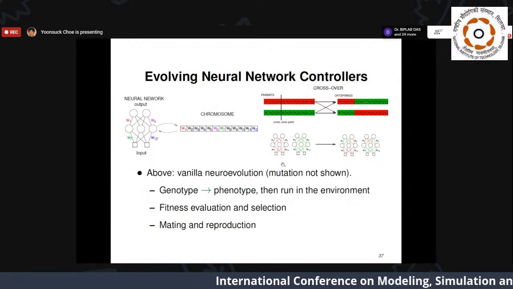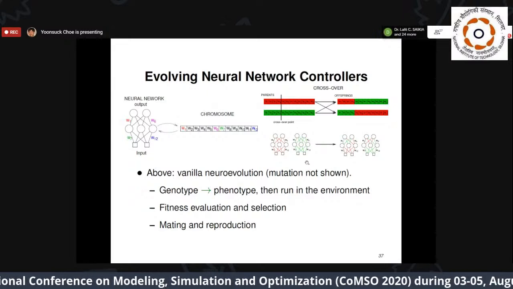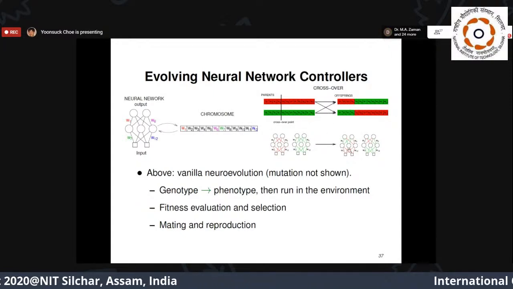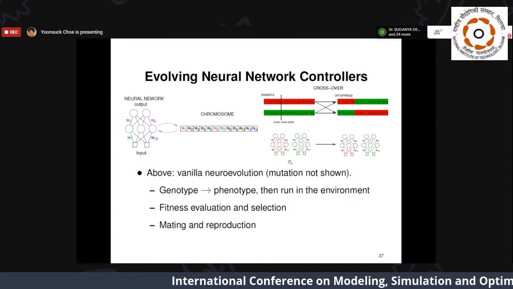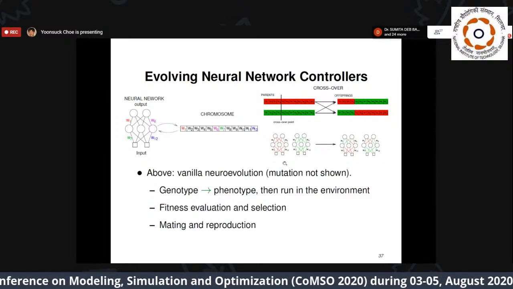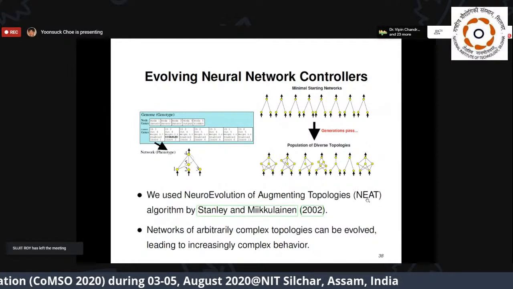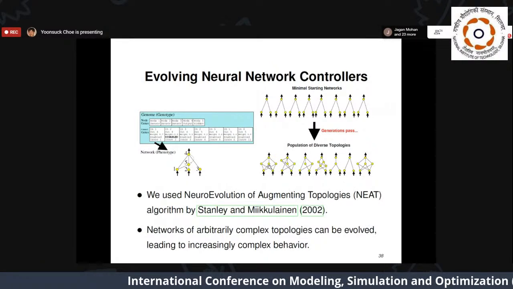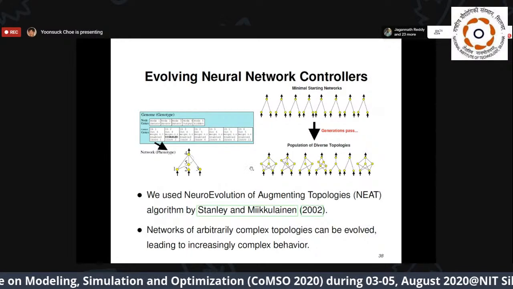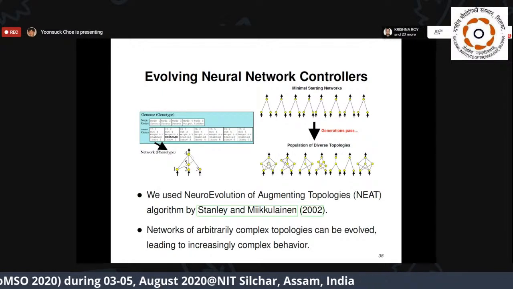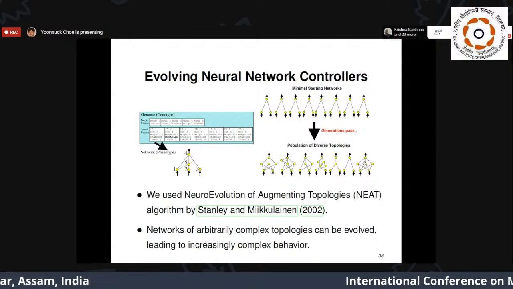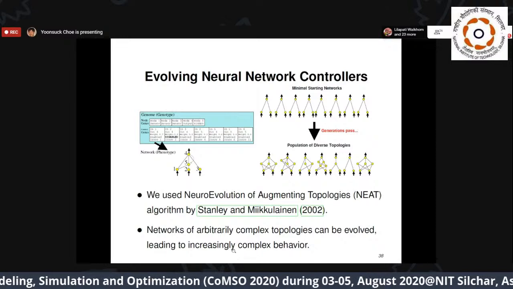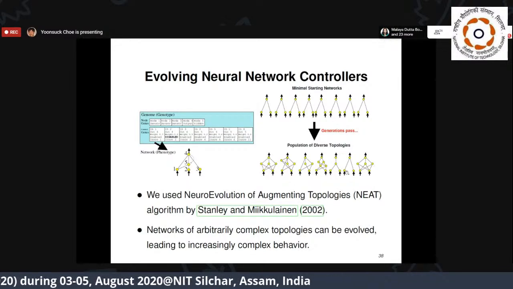So this is just a brief tutorial on neural evolution: encoding these neural network weights in a chromosome, then doing this crossover, and, not shown here, mutation. But this vanilla neural evolution is sort of limited. We use something called NEAT, the neuroevolution of augmenting topologies. I won't go into detail here, but the main strength of this approach is that not just the connection weights, but the topology itself can be evolved, adding and removing nodes, adding and removing connections. And this has been a very powerful approach in trying to achieve complex behavior. So when you have an agent like this, you can achieve complex behavior when the topology becomes complex.